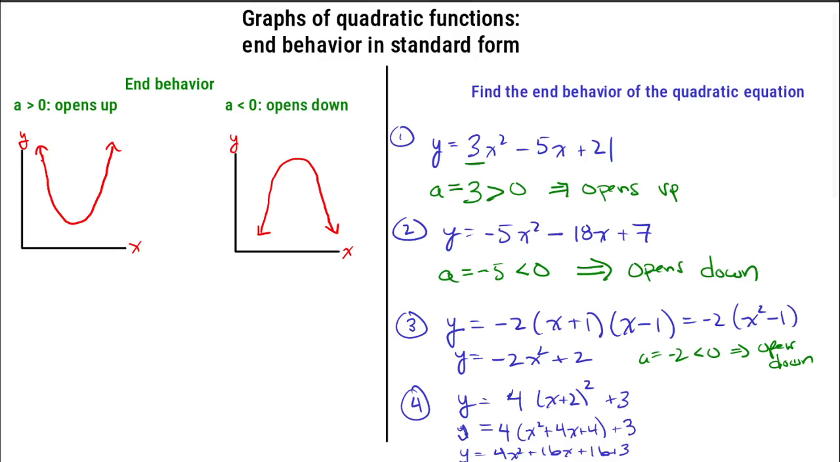So now already we can see what the a is. A is this 4 here. A is 4, that's positive, which means it's going to open up.